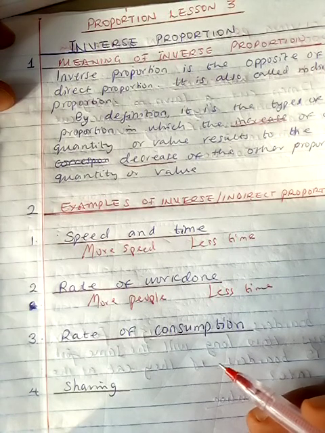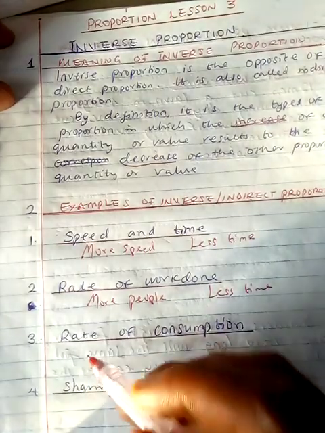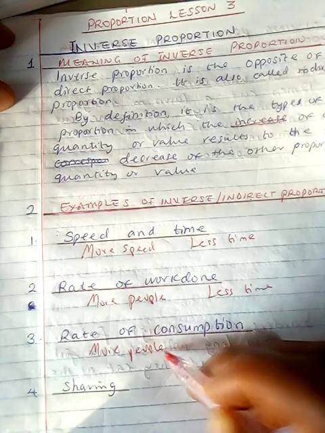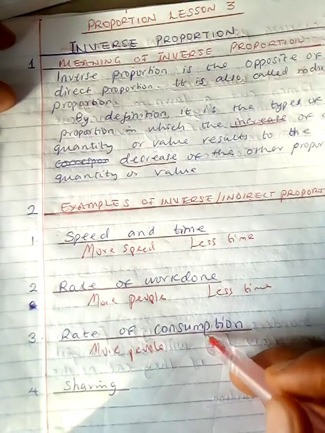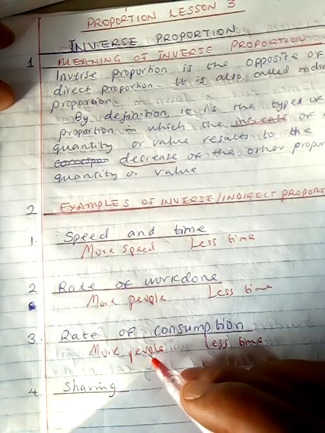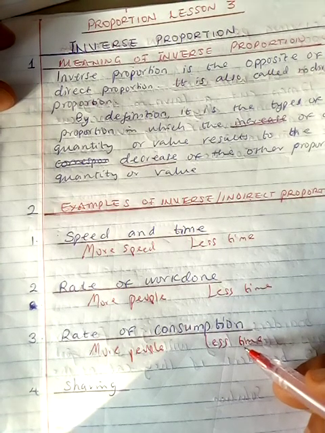Also, number 3 is rate of consumption. This can be seen in the relationship between people and the rate of consumption. For example, the more people there are to eat a particular food, the less time the food lasts. So when you have more people, the time it takes them to consume a particular food will decrease. So that is inverse proportion.